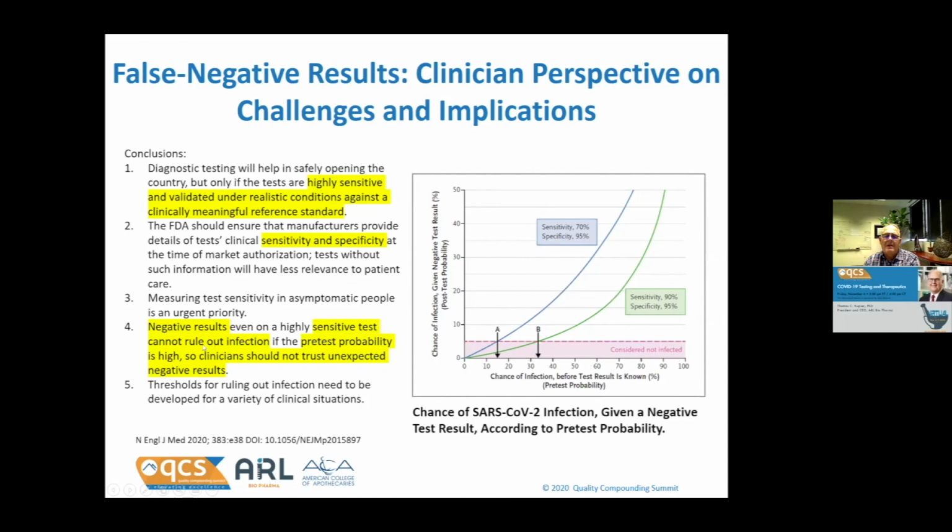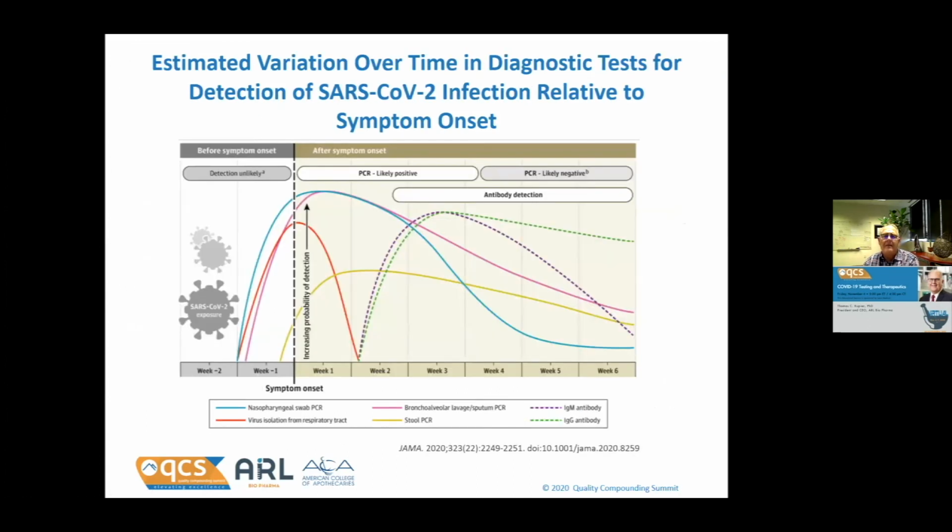And I thought this was important also. Negative results, even on a highly sensitive test, cannot rule out infection if the pretest probability is high, so clinicians should not trust unexpected negative results. So it's important to understand the interpretation. What is the test? What does the test mean? Ask that question. If you as a patient are taking a test, what is the sensitivity and specificity of that particular assay or test that you're taking?